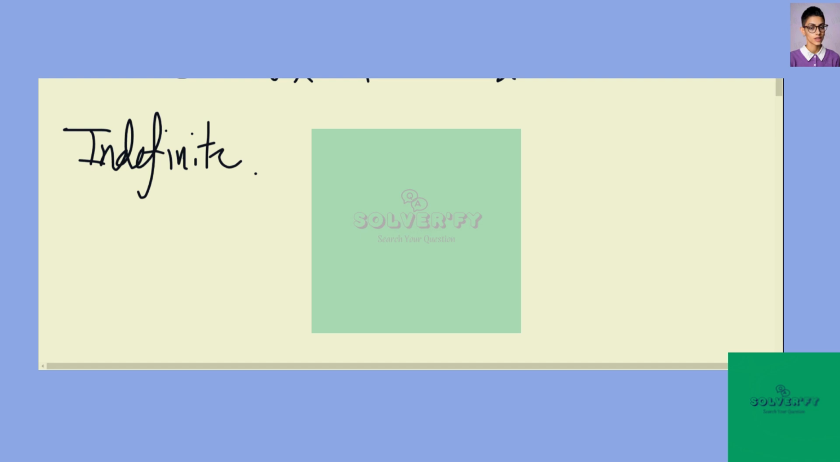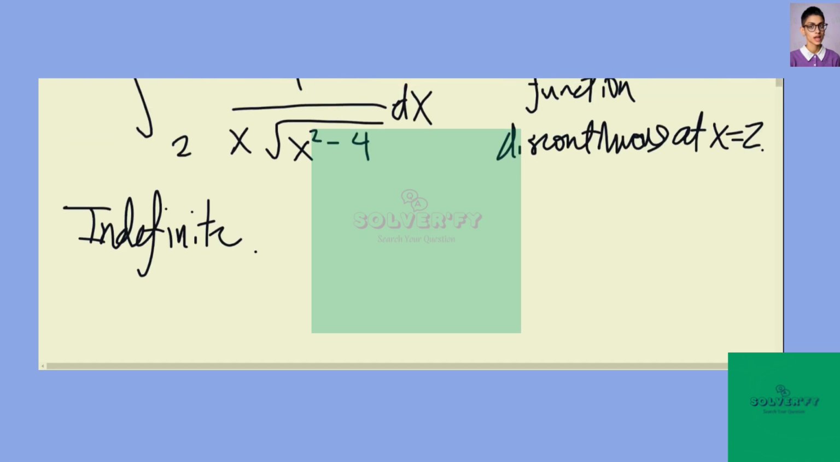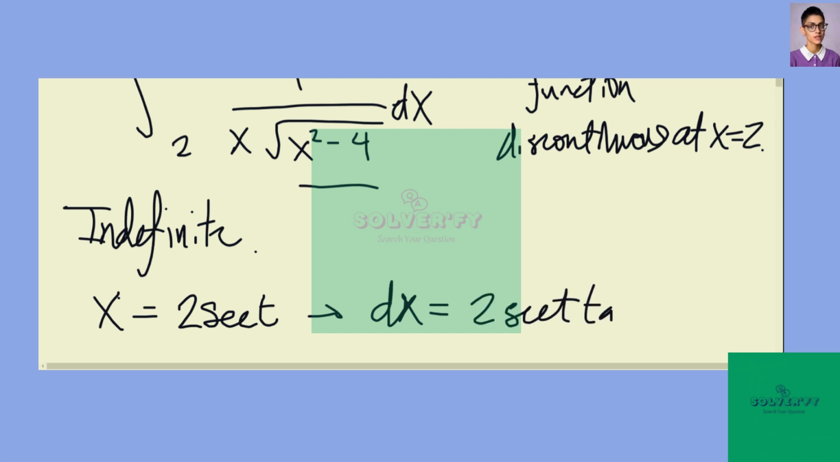Now we recognize that in the denominator here, we have an x squared minus 4, and we have a square root of that. This suggests maybe some kind of trig substitution. For example, consider x equals the square root of 4, or 2 secant of t. Then it follows that dx is equal to, finding the differential, 2 secant t tangent t dt.